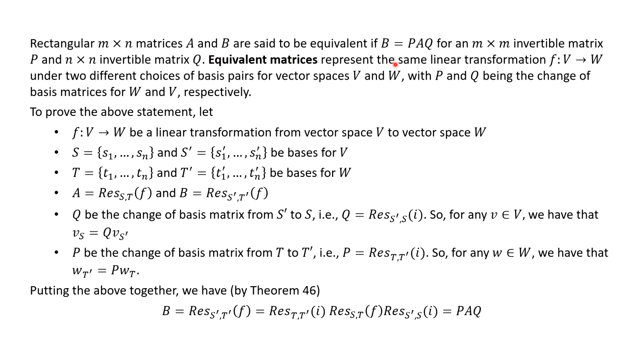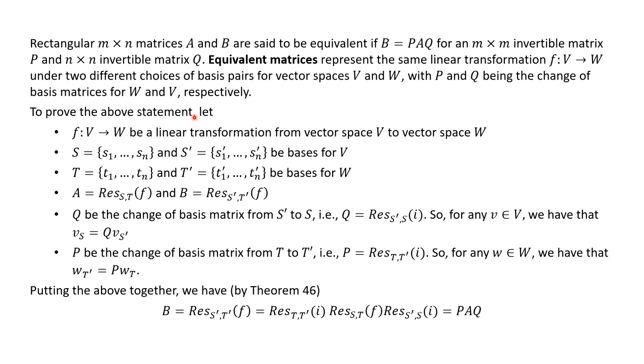Equivalent matrices represent the same linear transformation, F from V to W, under two different choices of basis pairs for vector spaces V and W, where P and Q are the change of basis matrices for W and V respectively. So to prove that, we have a number of assignments, these bullet items here, and then we will use theorem 46 to put this together to prove our statement.